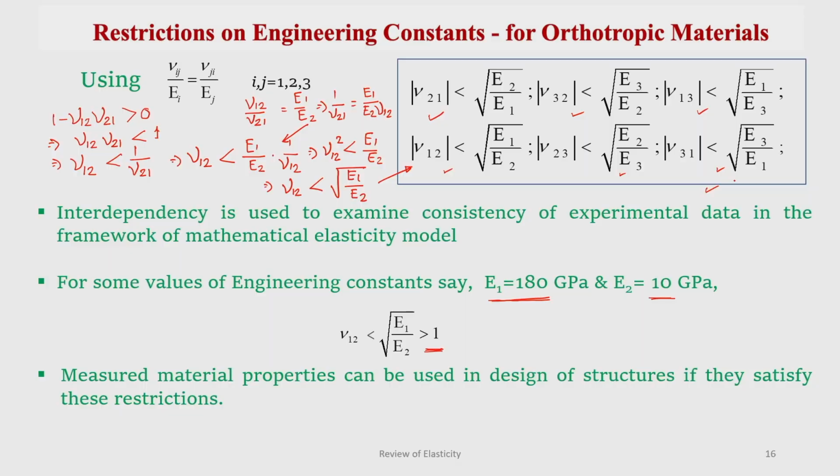So, what we have learned today is what the engineering constants for orthotropic materials are. There are 9 engineering constants corresponding to 9 elastic constants, and we have also established the relationship between the engineering constants and the elastic constants, that means the elements of the compliance and the stiffness matrix. And finally, we also understood the existence of restrictions on the engineering constants for orthotropic materials, and those restrictions are useful to check the consistency and accuracy of the experimentally observed data from the laboratory.